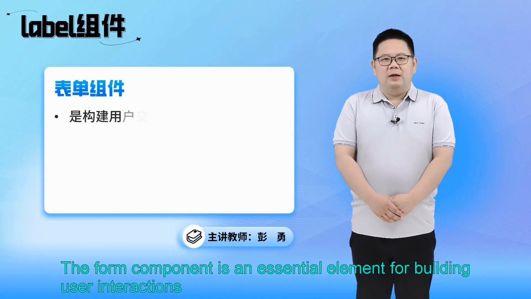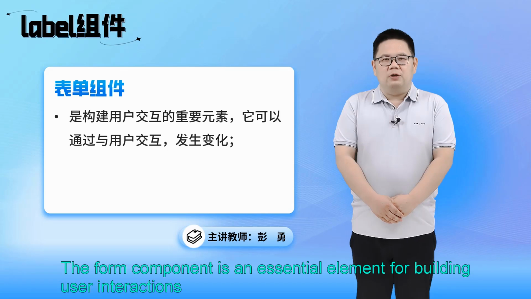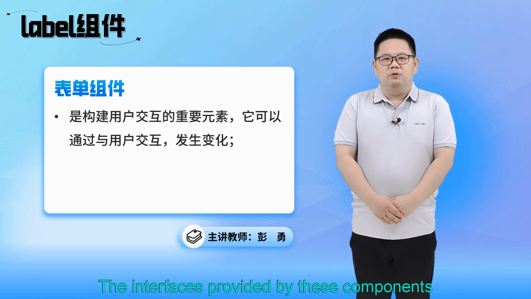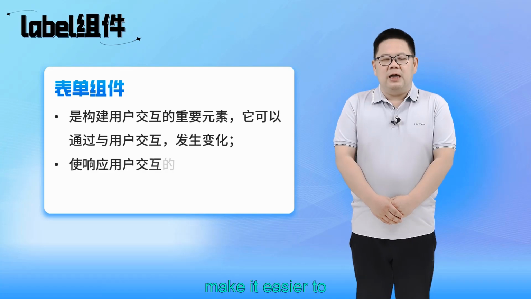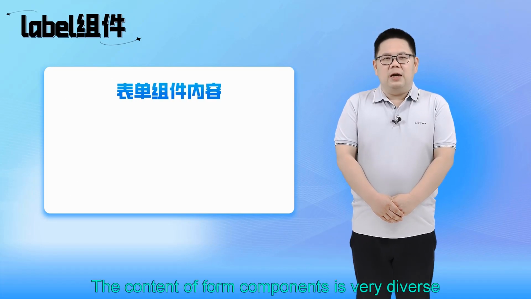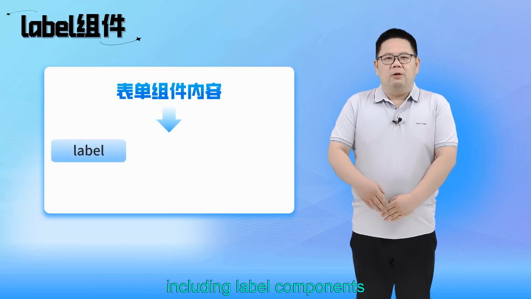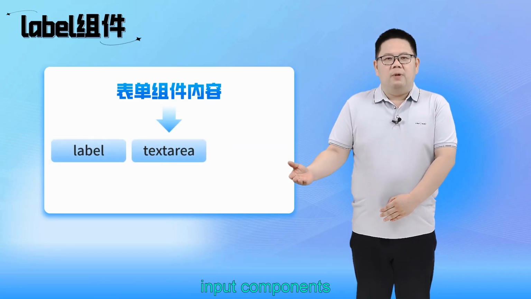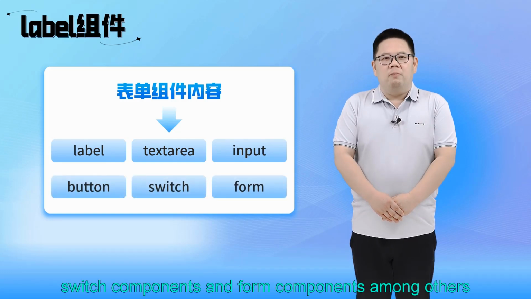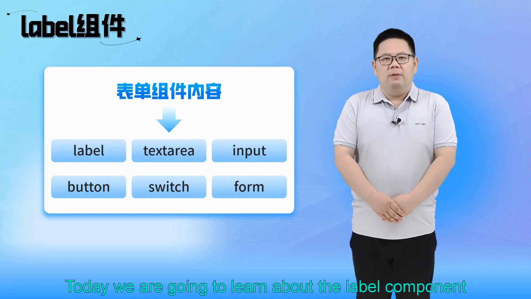The form component is an essential element for building user interactions. It can change based on user interactions. The interfaces provided by these components make it easier to handle form data responsive to user interactions. The content of form components is very diverse, including label components, textarea components, input components, button components, switch components, and form components, among others. Today, we are going to learn about the label component.